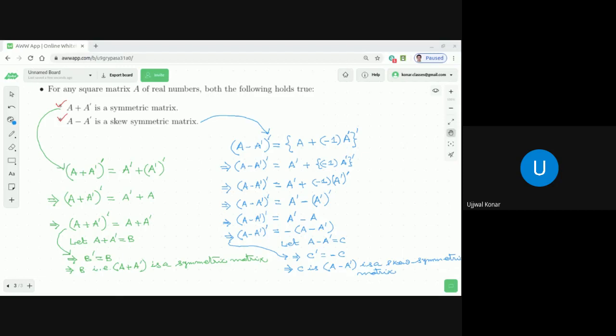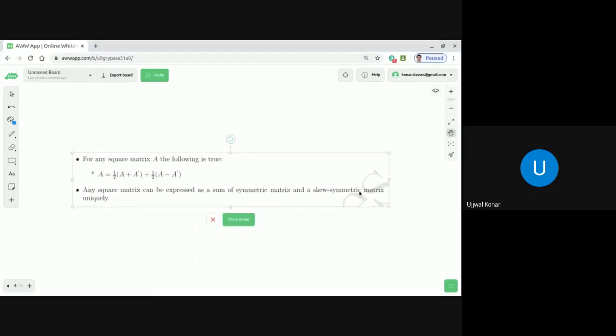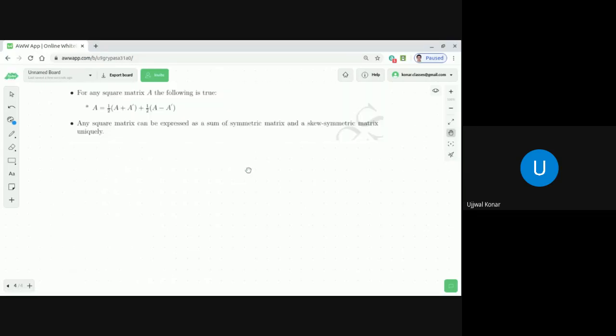Okay, what we can write is that for any square matrix A, we can write these two statements, and I'm going to establish the proof in the next page, and it's a very important proof. And you need to understand the little bit of mathematical logic here very properly.